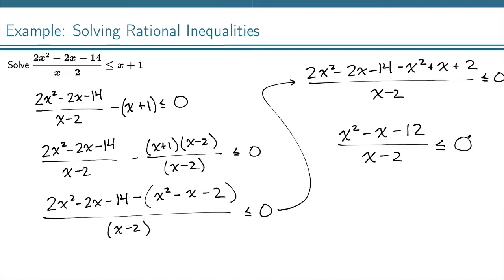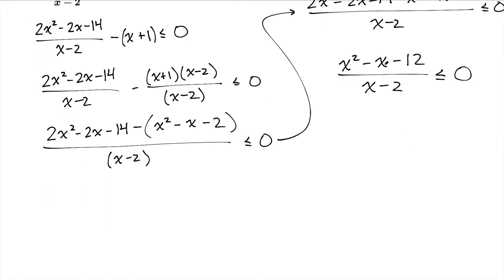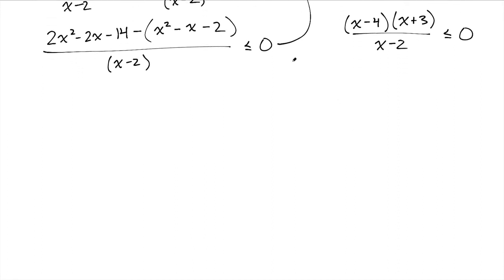We now need the zeros of the numerator and the denominator, so we're going to need to factor the numerator here. That factors as x minus 4 times x plus 3. Now, our zeros. From the numerator, we get x equals 4 and x equals negative 3. For our denominator, we get x equals 2.